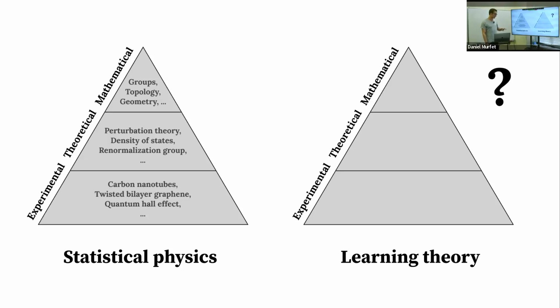And at the bottom level, you have the actual systems we're studying, things like carbon nanotubes, twisted bilayer graphene, which we'll look at very, very briefly later, phenomena like the quantum Hall effect.